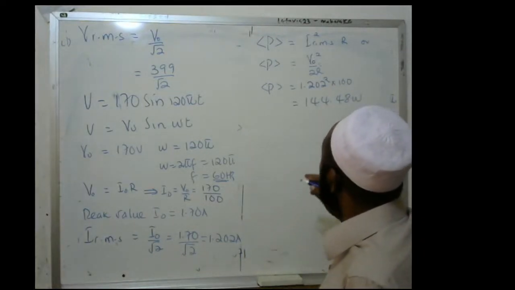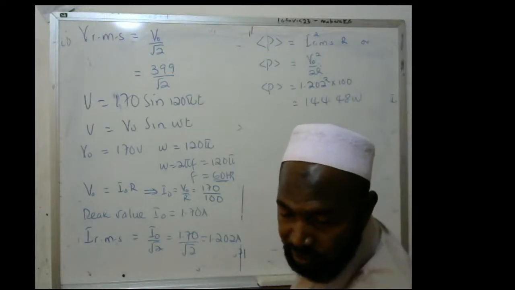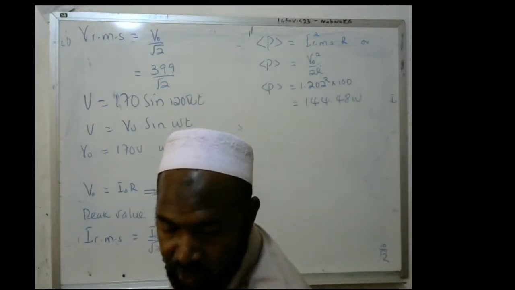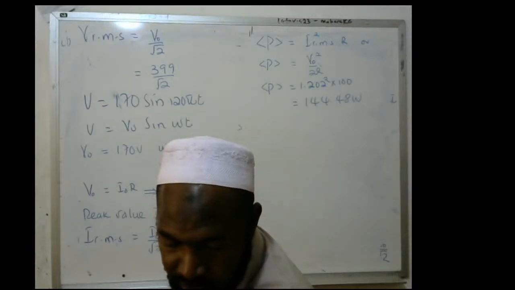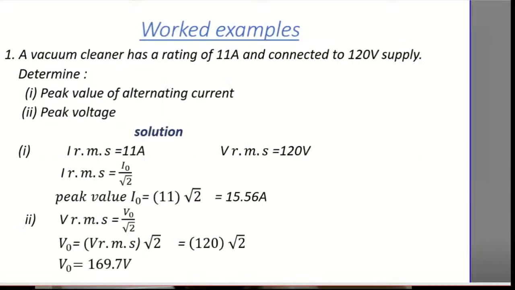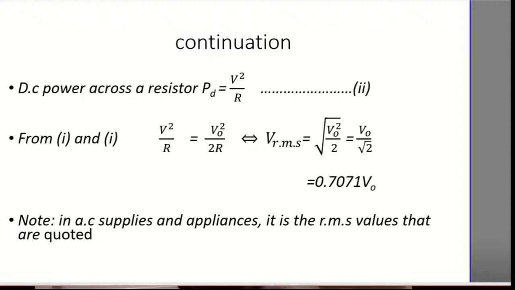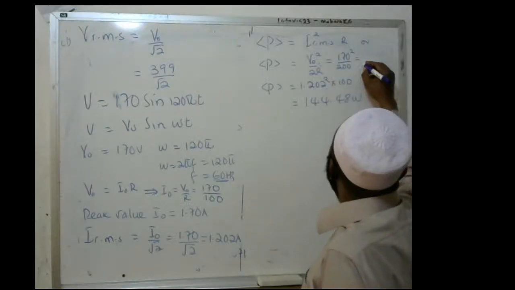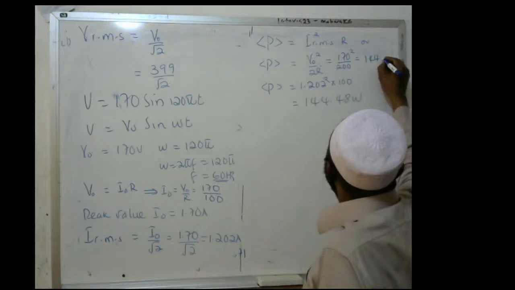Even if you substitute in the other previous expression, because earlier on we had got the expression for power in our derivation previously as V naught squared over 2R. So if we substitute here, V naught squared is 170 squared, 2R is now going to be 200. So the answer is now going to be the same answer as 144.